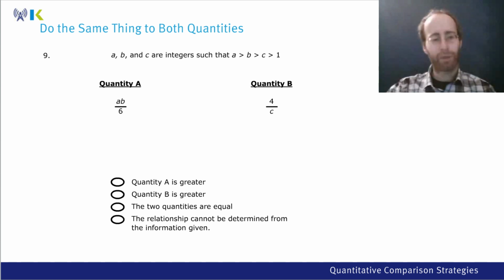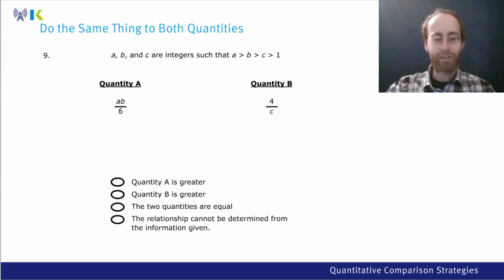So in this case, to get rid of the fractions, we're going to have to multiply both quantities by 6 and by C. But check to make sure, guys, are we allowed to multiply both quantities by C? Because that is a variable, and we ran into some problems with that last time.